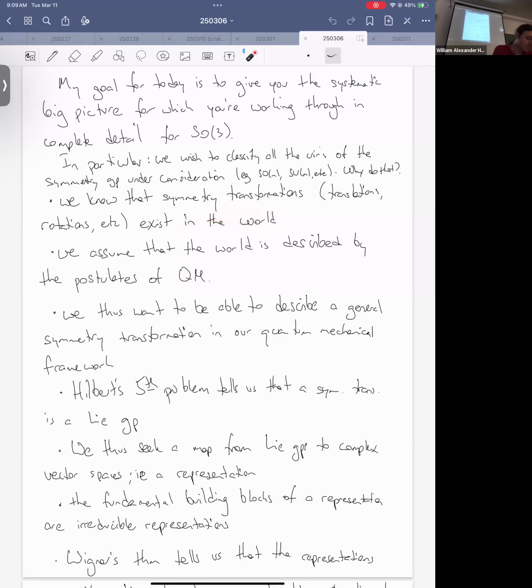Symmetry transformations exist. World is given by quantum mechanics. We thus want to be able to describe a general symmetry transformation in our quantum mechanical framework. Hilbert's fifth problem says that a symmetry transformation is a Lie group. Because our states live in complex vector space, in the Hilbert space, we need a map which takes us from the Lie group to complex vector spaces, and that's known mathematically as a representation. The fundamental building blocks of representations are irreducible representations.